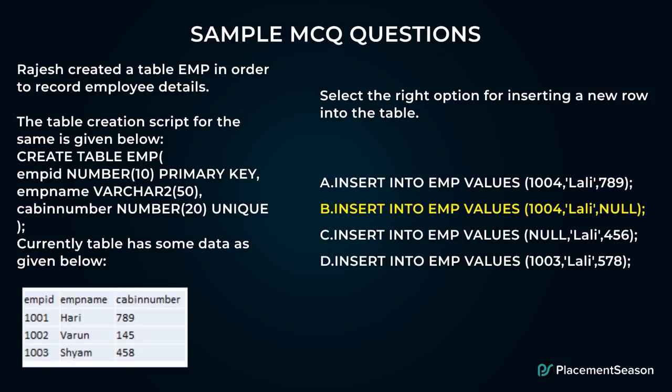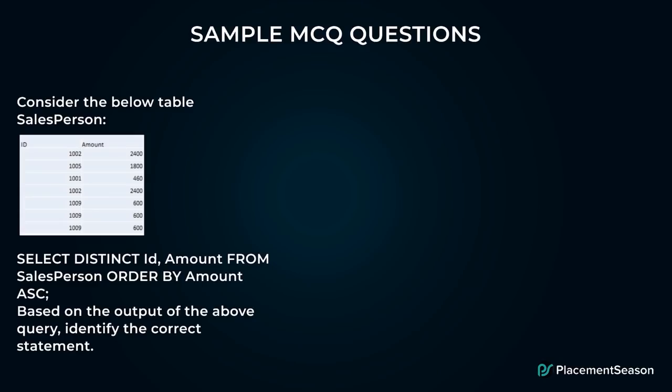Let's move on to the next question. Consider the below table salesperson. We have sales ID and amount. And we have some DML statements.